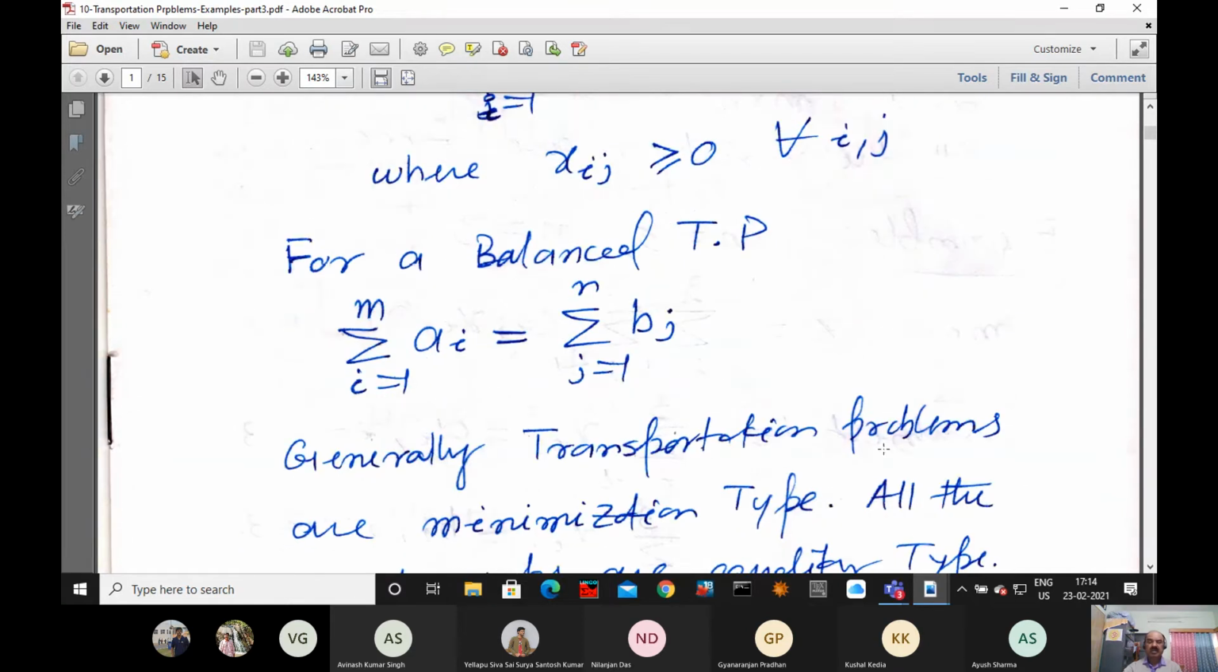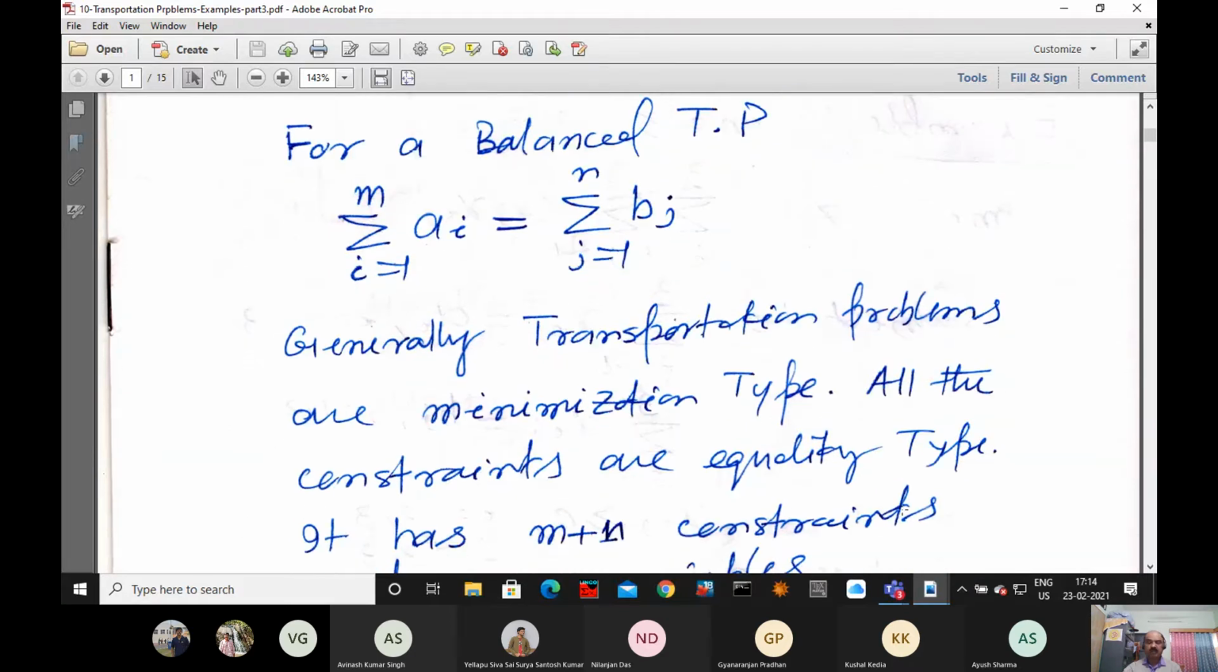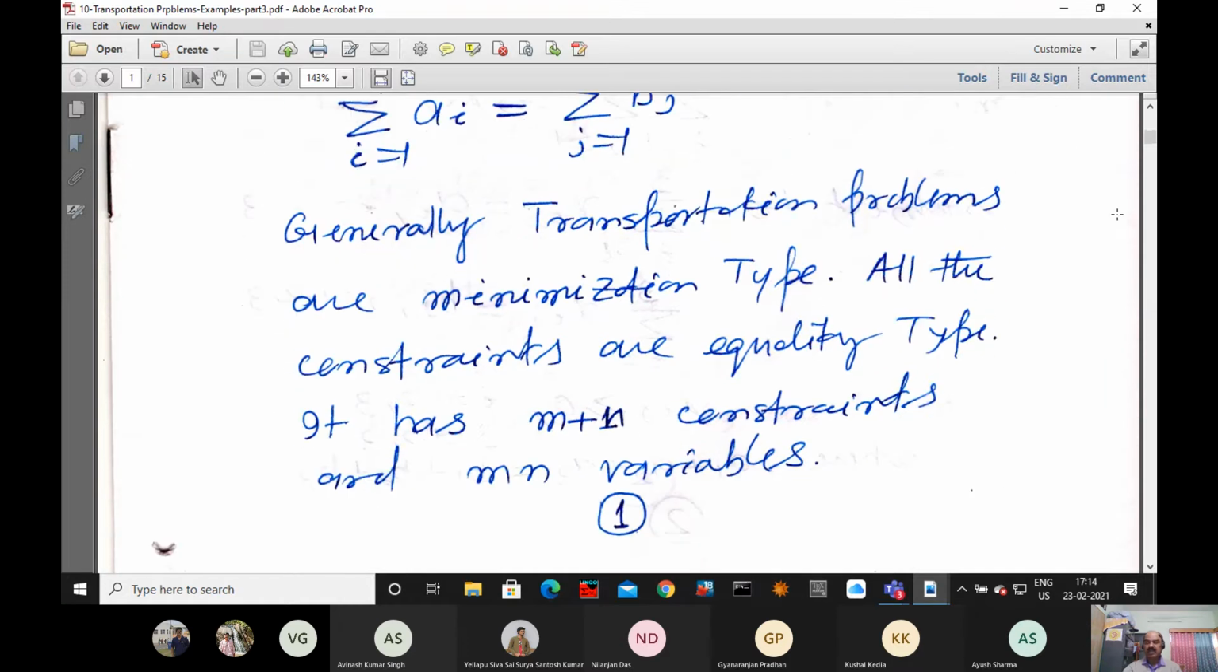Generally, transportation problems are minimization type. All the constraints are equality type. It has m plus n constraints and m into n variables.